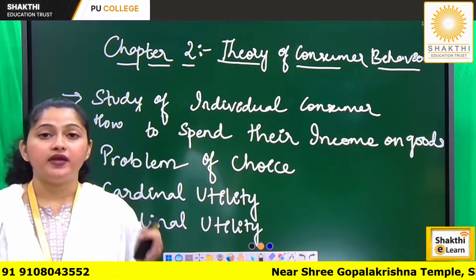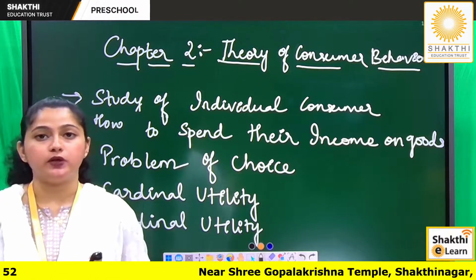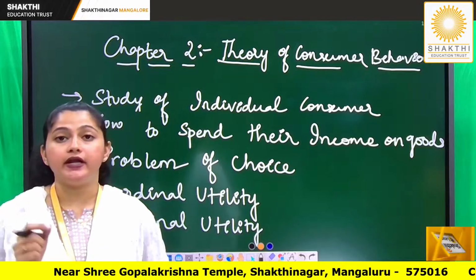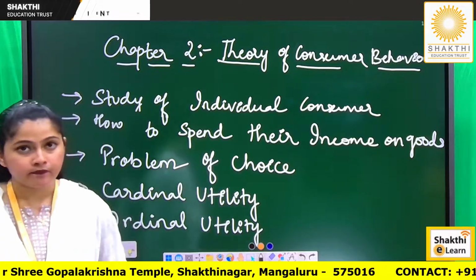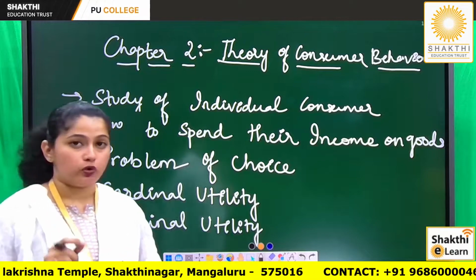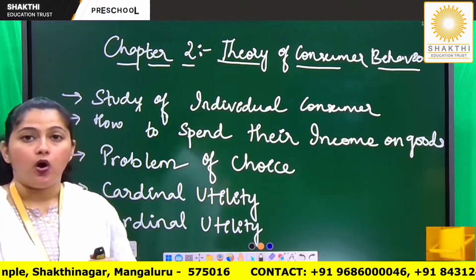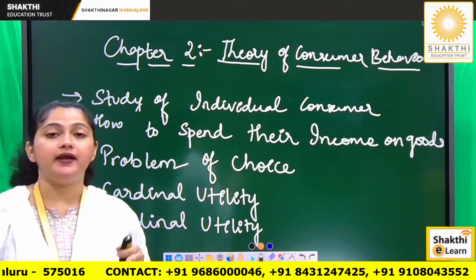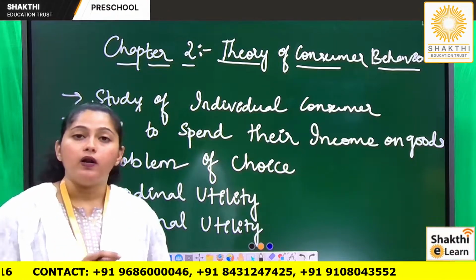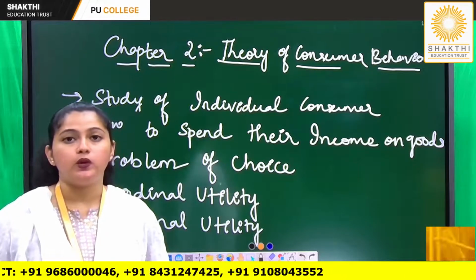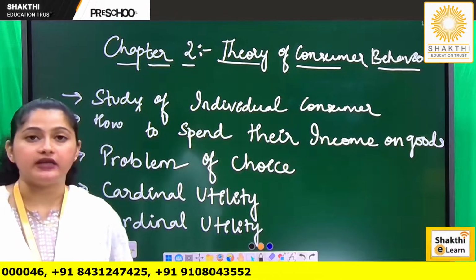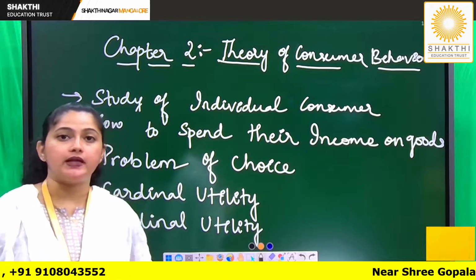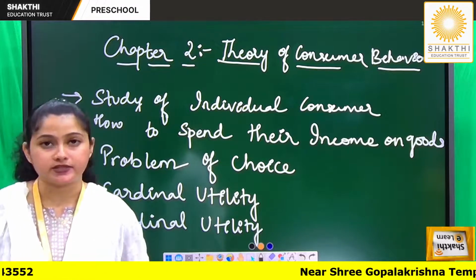We as consumers are individual to each other. So in this particular chapter, we are going to study the individual behavior of a consumer, the problem of choice, cardinal utility, ordinal utility, as well as how an individual is going to spend an income. All of us, we as individuals, make money or earn income, and how we are going to spend money, that particular thing we are going to study in this chapter.